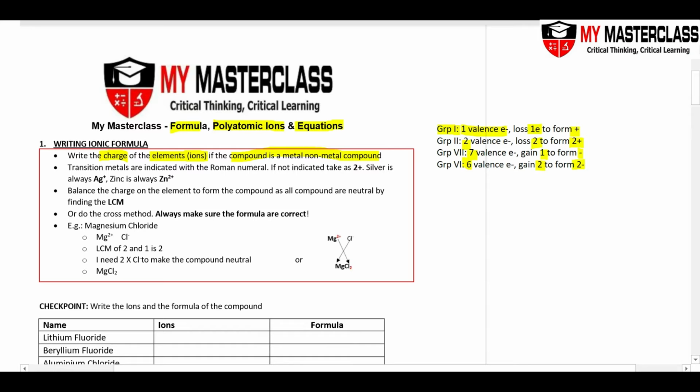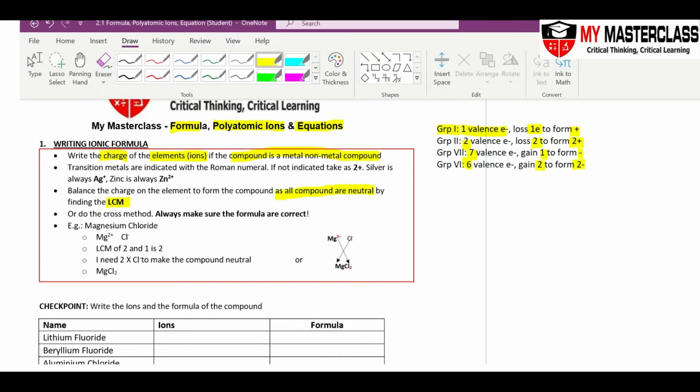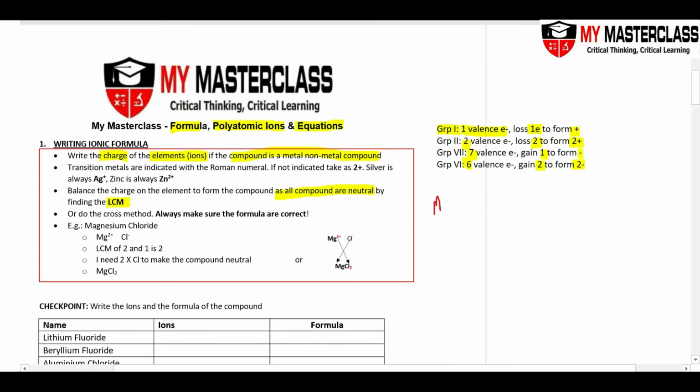How do we write the formula? There are two methods. Number one, all these compounds are neutral. Essentially I am trying to balance out the charge by finding the lowest common multiple. In the example, I have magnesium, group 2, Mg 2 plus, and chloride, Cl minus, group 7, gain 1. These two will react together to form a neutral compound.